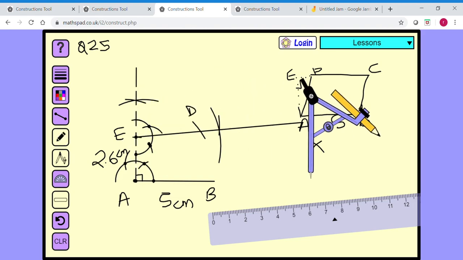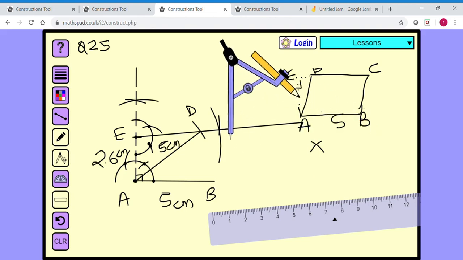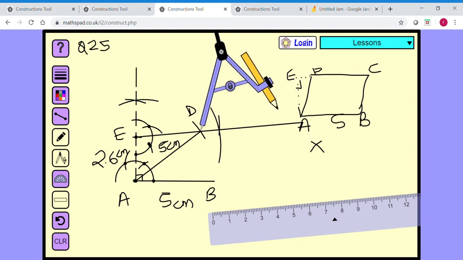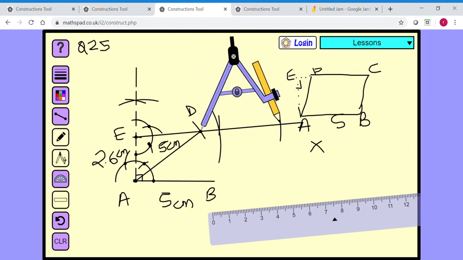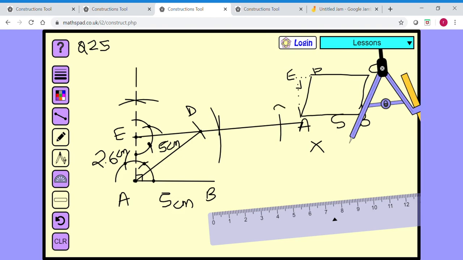I join A with D. This length is 5 centimeter. Next, I need to find point C, which is at a distance of 5 from D. So I keep it at D and cut this here. Perfect. This gives me point C. I join B and C, and this gives me the rhombus that I wanted.